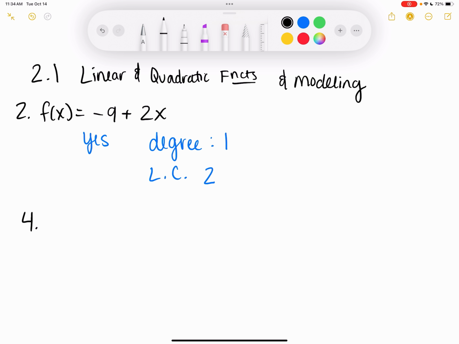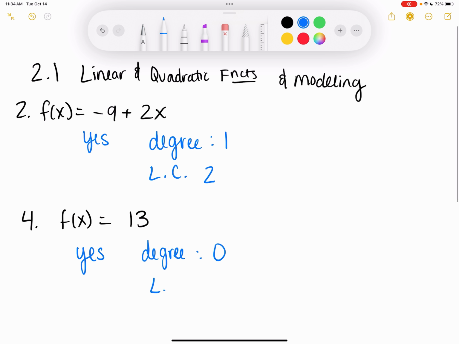Number 4, f of x equals 13. Is this polynomial? No, because there's no variable. It's just a number. It's y equals 13. Yes, because it's a constant function. So the degree is 0. The leading coefficient then is 13. Just the constant term.